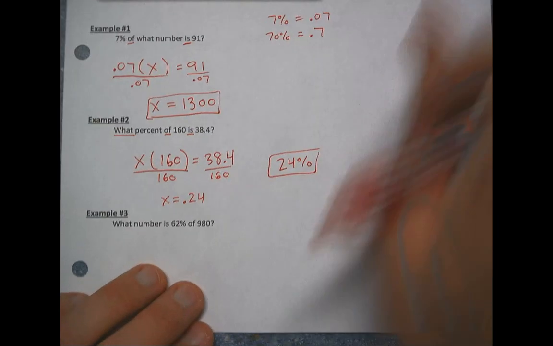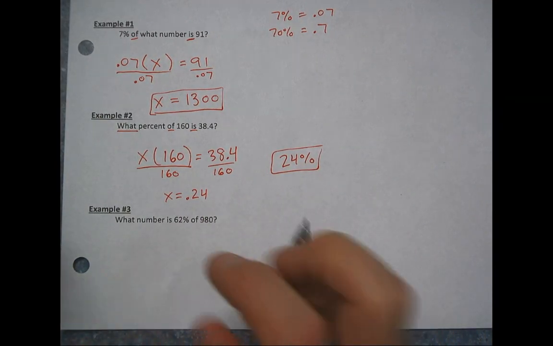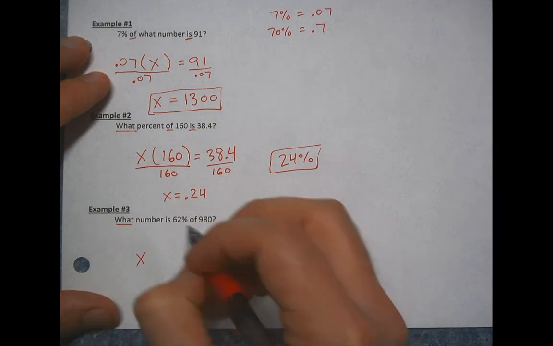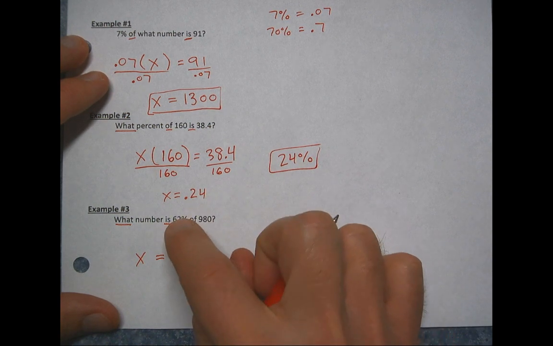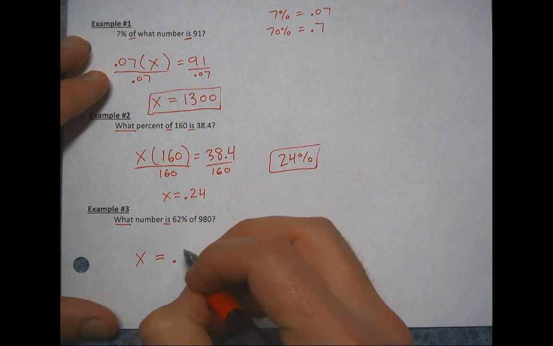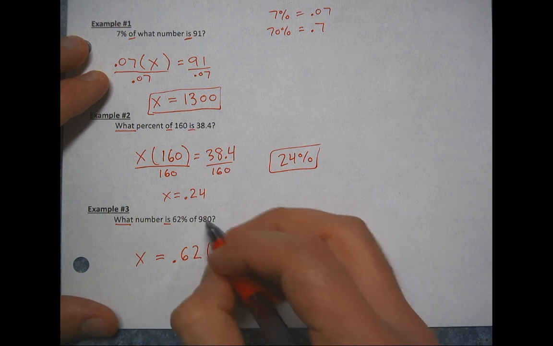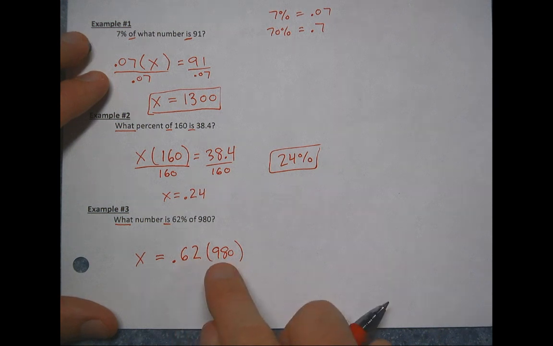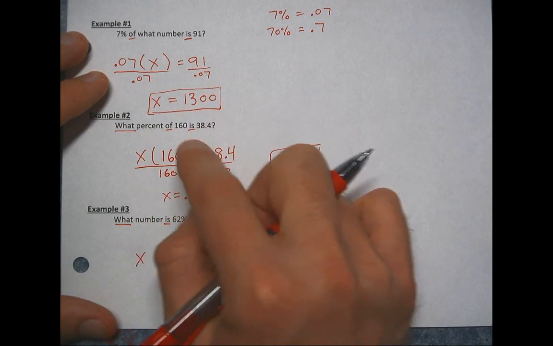All right, the only other spot the variable can be now is all the way at the other end. So what number, I'm going to put x when I see what, is, I'm going to put equals 62%. You got to write it as a decimal, so 0.62 of, set up your multiplication, 980. So we're going to take 62% of 980, and we want to know what that is. So it's kind of written a little bit backwards.